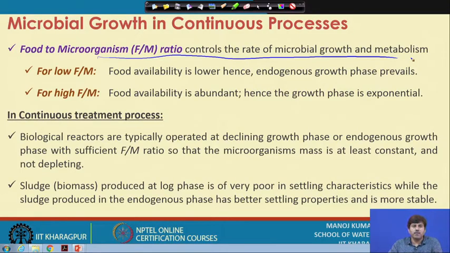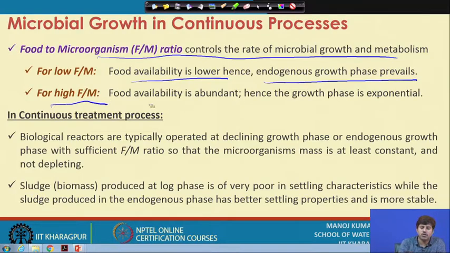So, when the food to microorganism ratio is low, that means the food availability is lower and endogenous growth phase prevails. Bacteria will grow in an endogenous growth phase, there is not too much substrate available, and there is decay also taking place. When there is a high food to microorganism ratio, that means food availability is in abundance and the growth phase is nearly exponential. Now, in continuous treatment processes, the biological reactors are typically operated at this declining growth phase or endogenous growth phase. Okay.